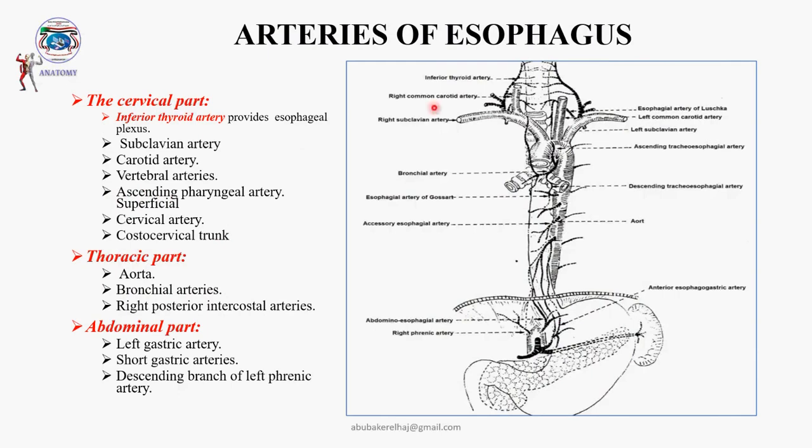This has a network continuous and stimulating along the esophagus, and also we have the downwards subclavian, carotid artery, vertebral artery, ascending pharyngeal artery, and also we have the cervical and costocervical trunk, the branches from the area of the subclavian artery to supply the most terminal part of the cervical part. Then we have the thoracic aorta.